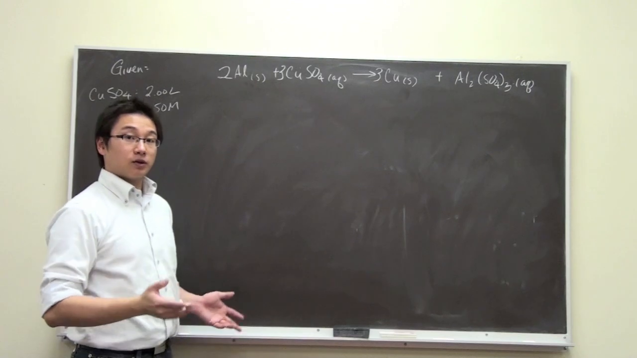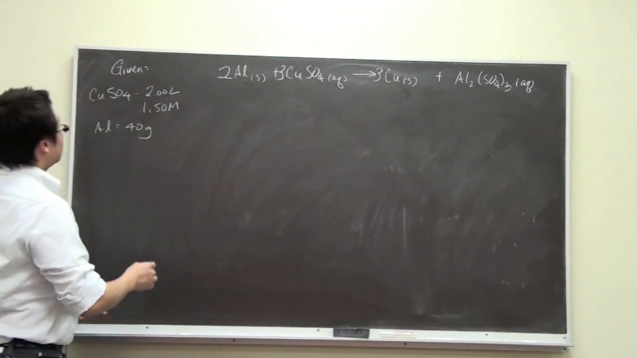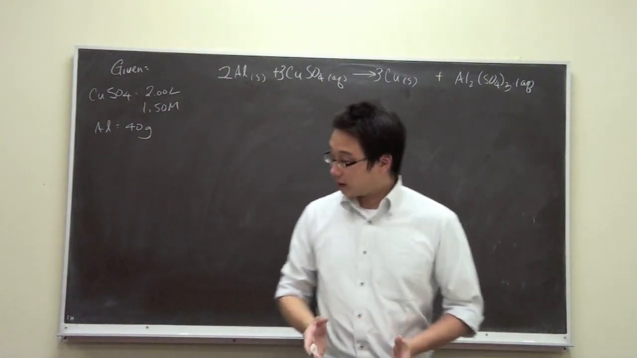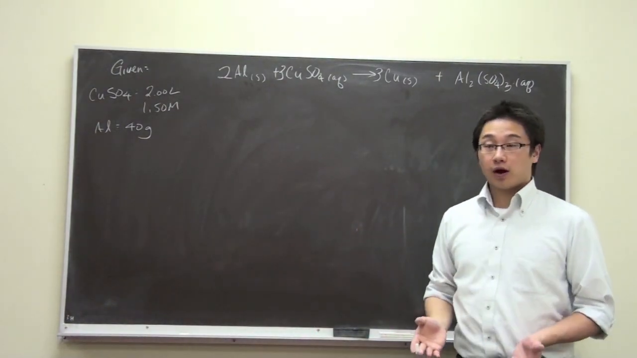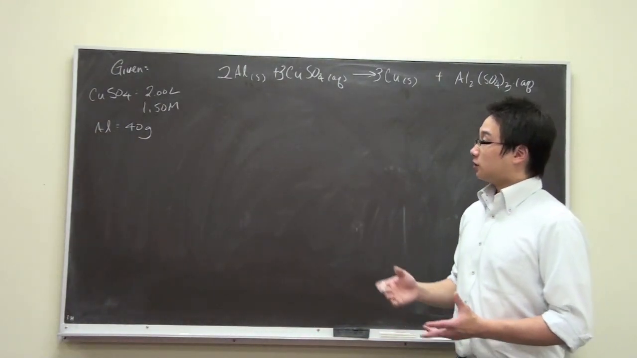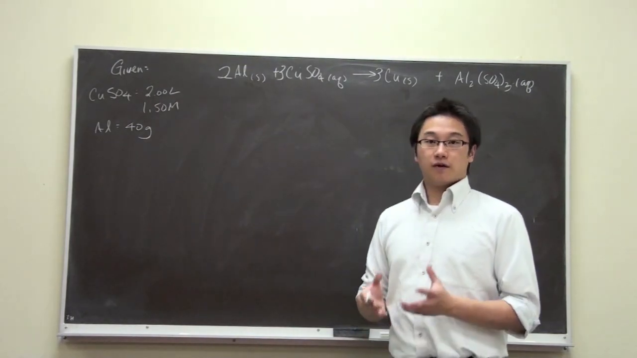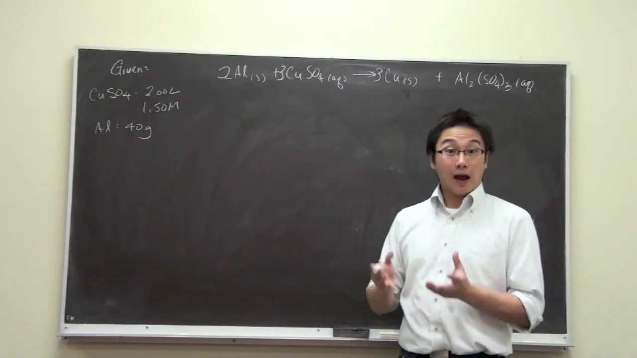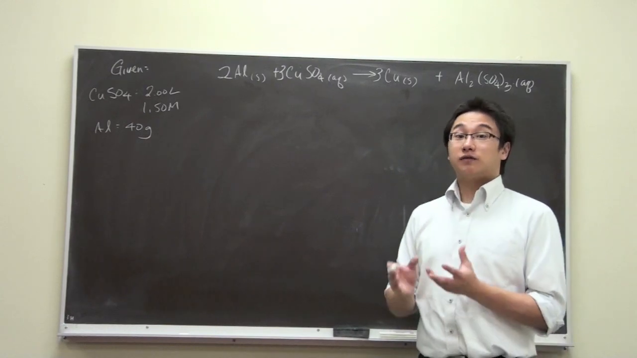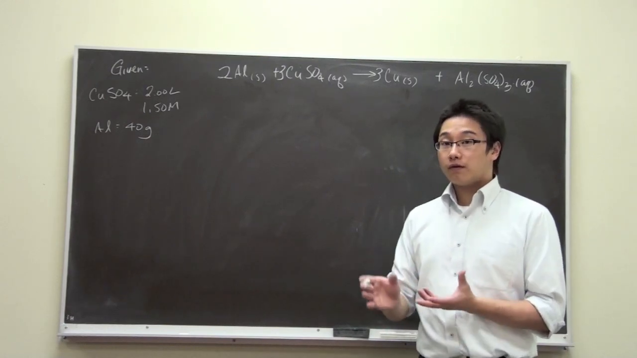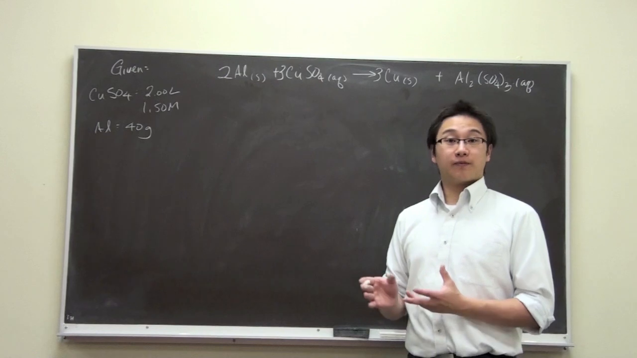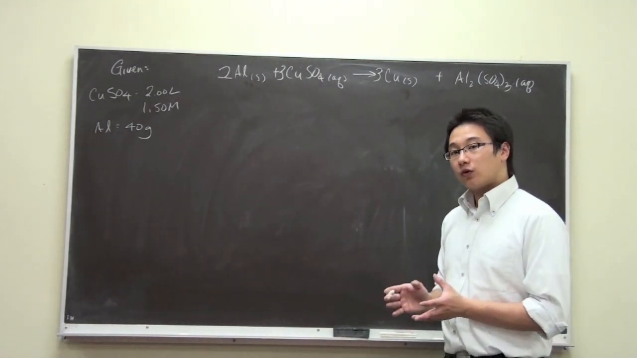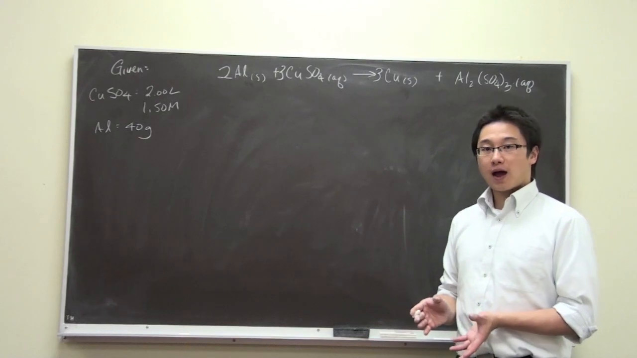And now, let's look at the given information. So we are given the volume and the molarity of the copper(II) sulfate, and we are given the amount of grams of the aluminum. So we are given the information of both reactants. And remember that when we have a reaction and we have 2 reactants, it is very likely that one of the reactants will be used up first, and that's called the limiting reactant. So we have to find out which one's the limiting reactant.